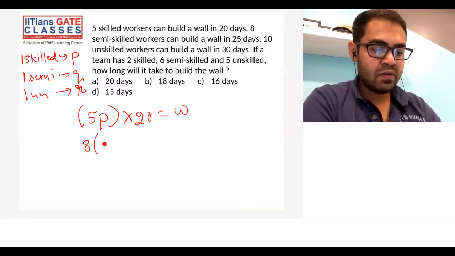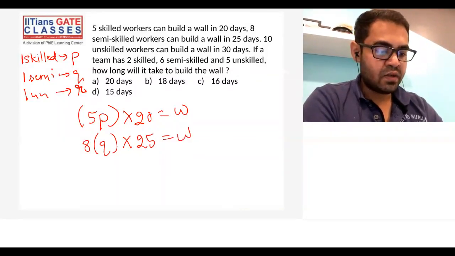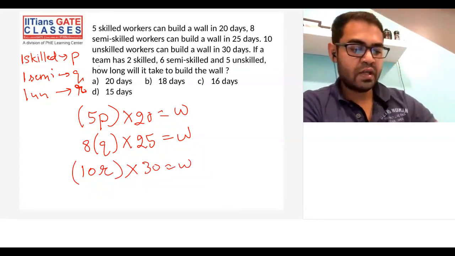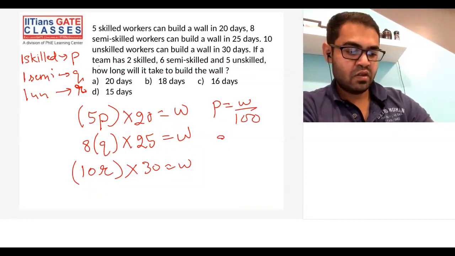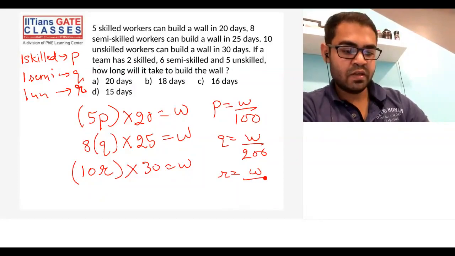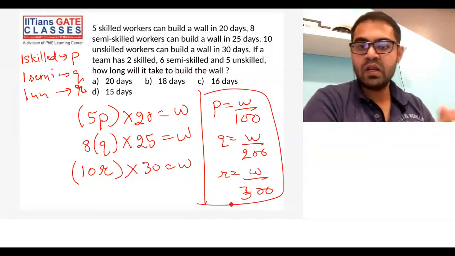8 semi-skilled workers working for 25 days can build the wall. And 10 unskilled workers, that is R, working for 30 days can build the wall. So I can get P from here. P becomes W by 100, Q becomes W by 200, and R becomes W by 300. So I've got my P, Q, and R in terms of W.